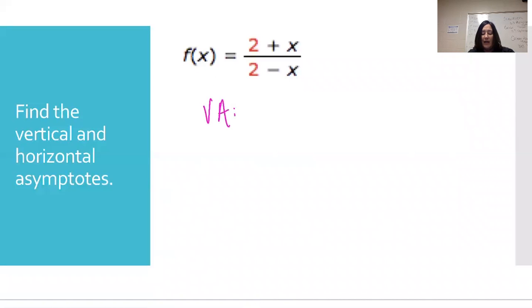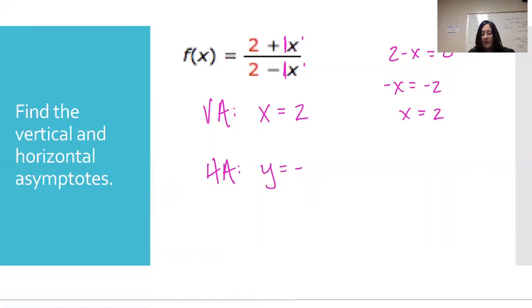Remember, to find your vertical asymptote, it's where that denominator is equal to 0. So set your denominator equal to 0, solve that, and we get x equals 2. When you're writing the equations, it has to be an actual equation. You have to say x equals 2. You cannot just say the vertical asymptote is at 2. Your horizontal asymptote in this case, the degree on the top is 1, the degree on the bottom is 1. Again, it is the ratio of the leading coefficients. So we'd have y equals -1.